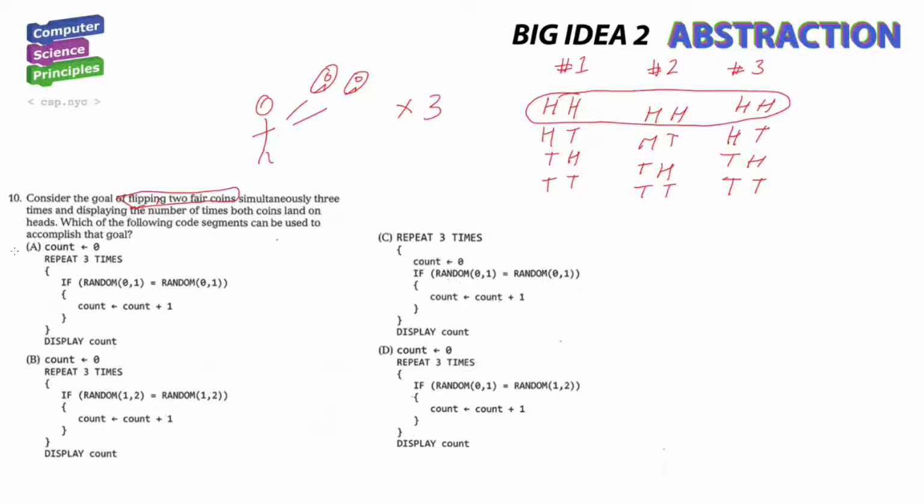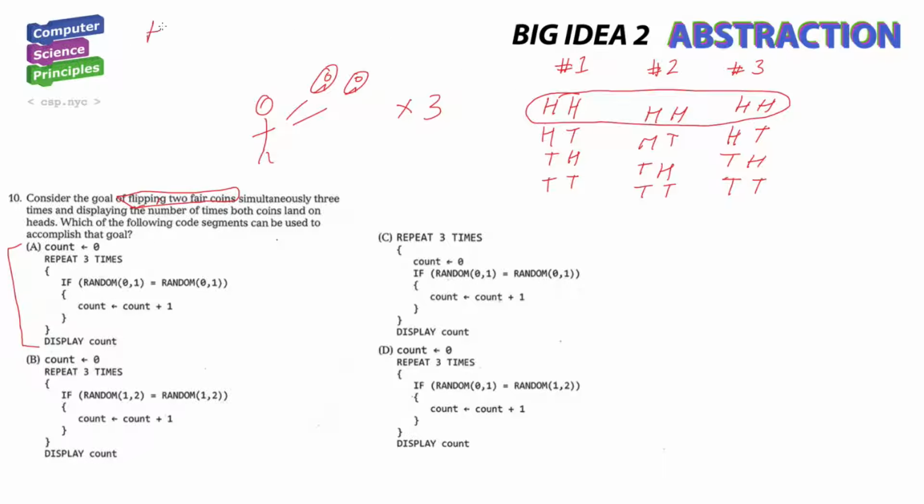So let's go through each of them. The first one is A. It says set count to 0, which is a good idea because no coins have been thrown. And it says repeat 3 times, because you're going to repeat this trial 3 times. And then it says if random 0 to 1 equals random 0 to 1, then add 1 to the count. Then do it again and then again to make sure that you repeat this 3 times, and then display the count. Well, let's think.